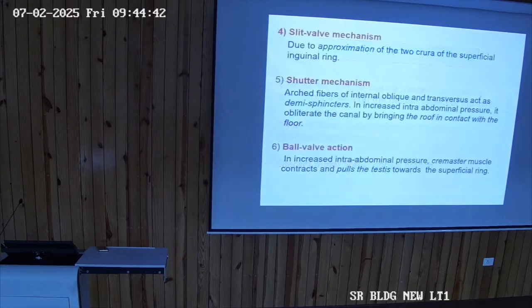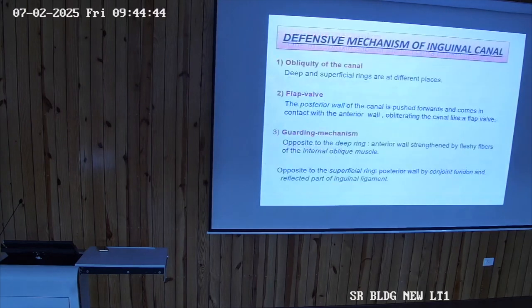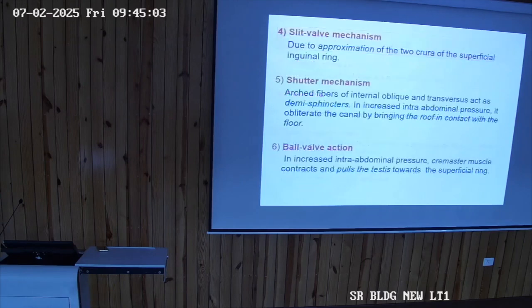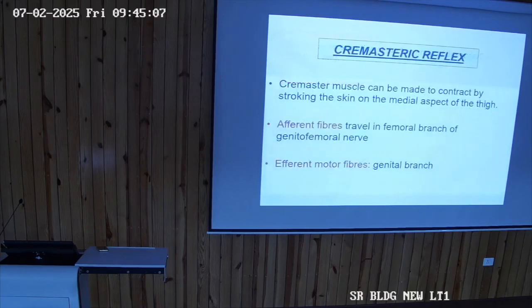So what were the mechanisms? एक बार बता दो क्या क्या थे? Obliquity of the canal, flap valve mechanism, shutter mechanism, ball valve mechanism, then guarding mechanism. The two rings were guarded, the deep ring and the superficial ring. So they are prevented. The hernia is prevented. Slit valve, shutter, and the ball valve mechanism.